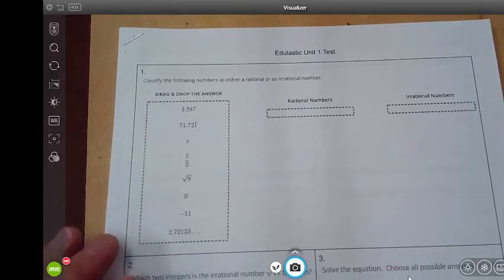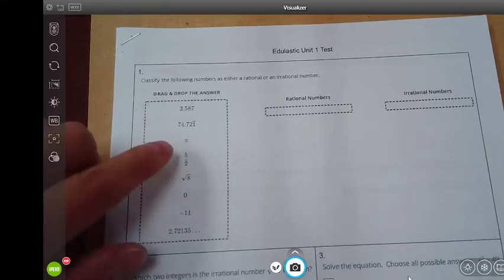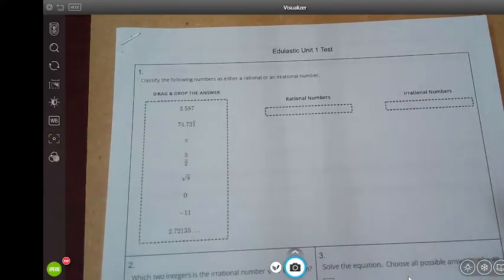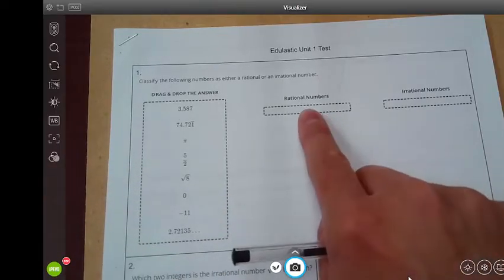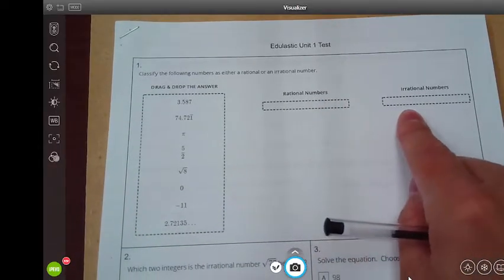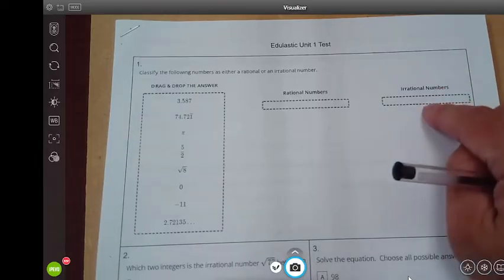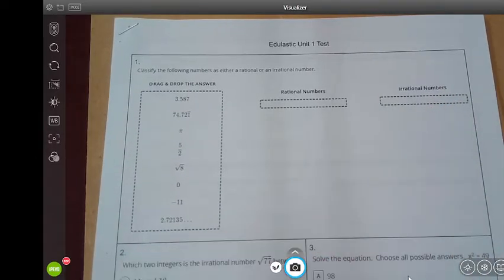Okay, for number one, this one is a drag and drop. They want you to drag the rational numbers in this column, irrational numbers in this column. So for the irrational numbers, remember there's three key visual indicators that you can look at.